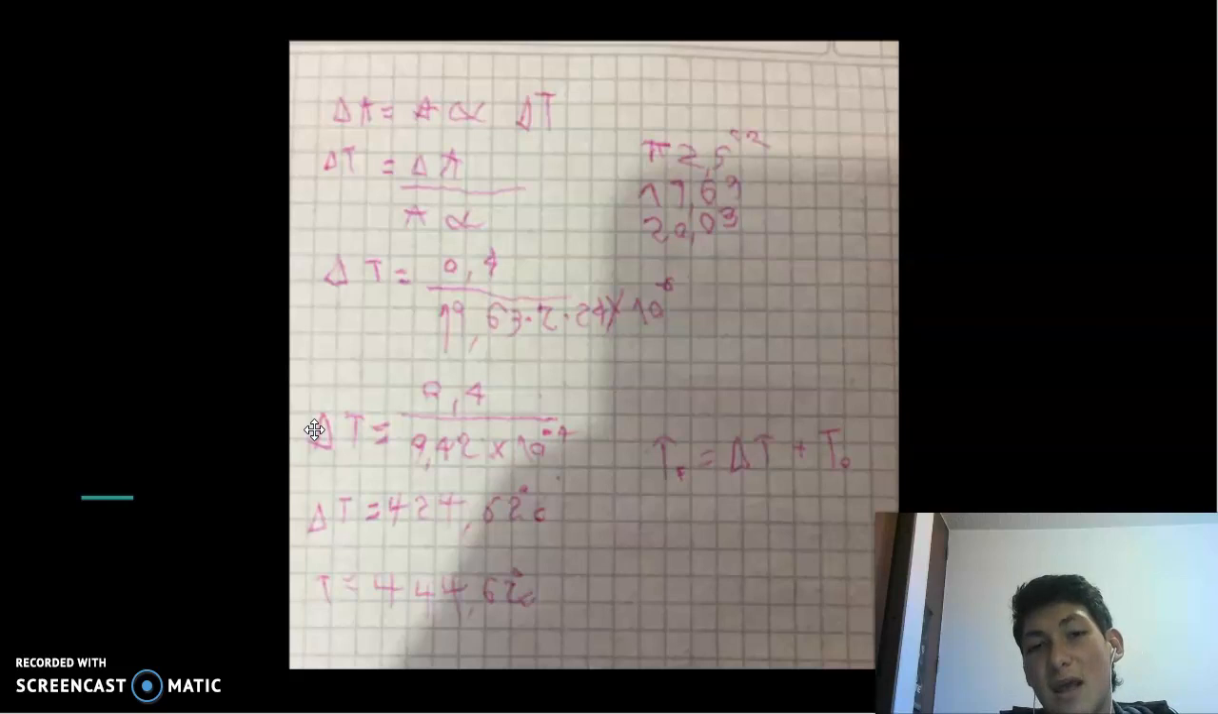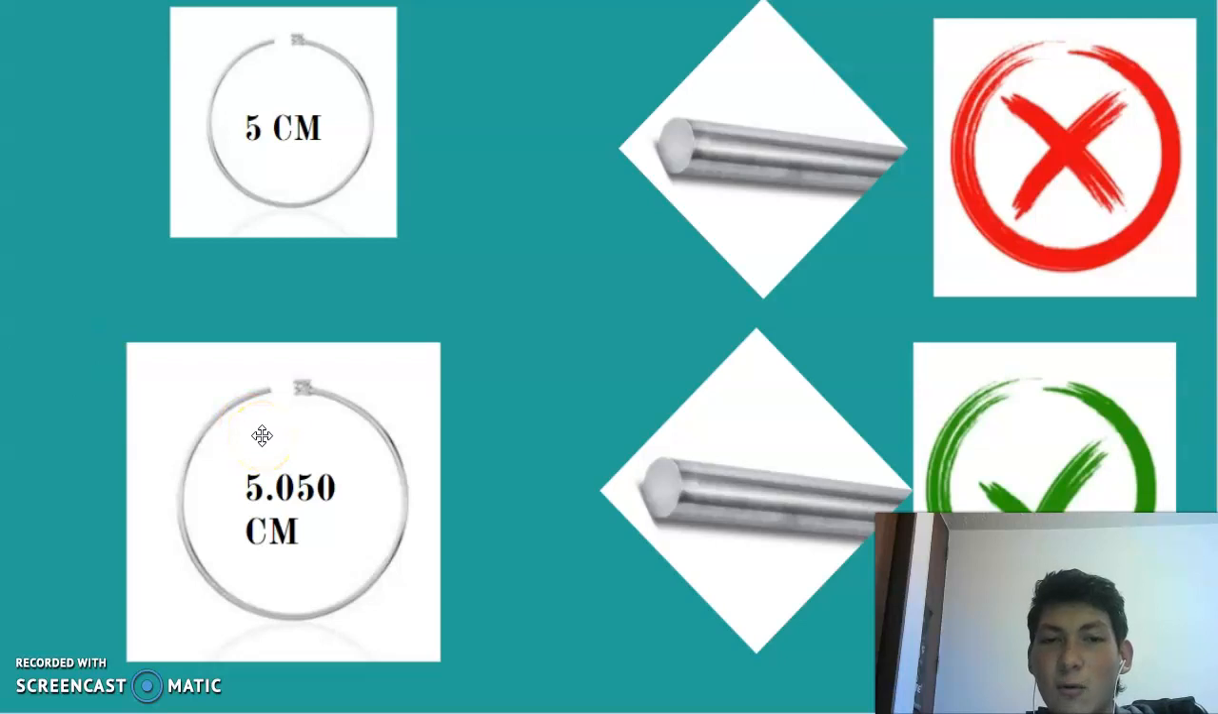424.62 Celsius degrees. But this is only the change. We need to add the initial temperature to get the final. That is the one of the exercise. So now we get that the final temperature is 444.62 Celsius degrees. At this temperature, the ring will grow and will have a diameter of 5.050 and will be able to pass through the bar.